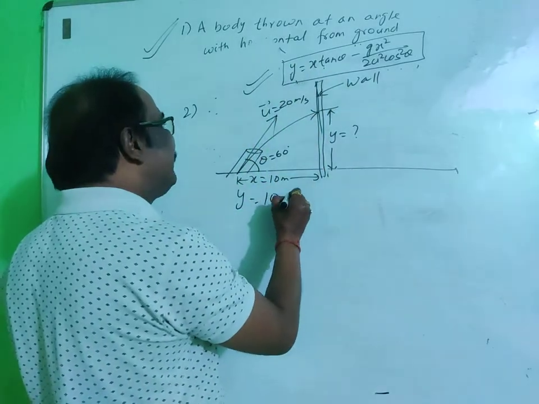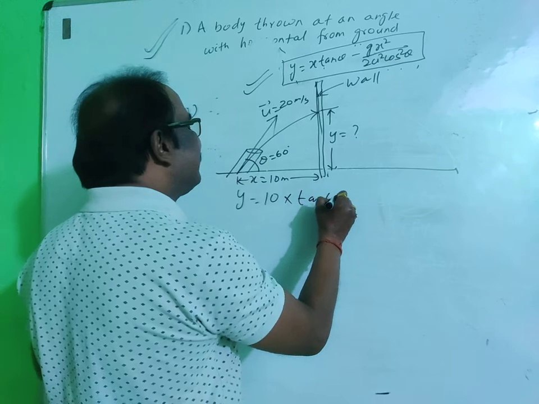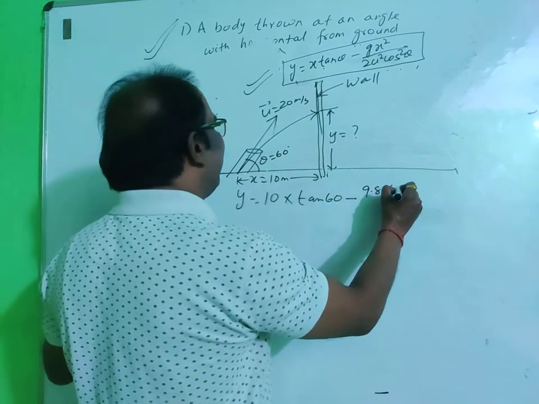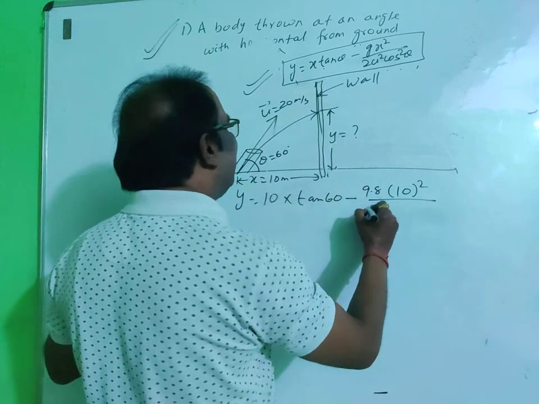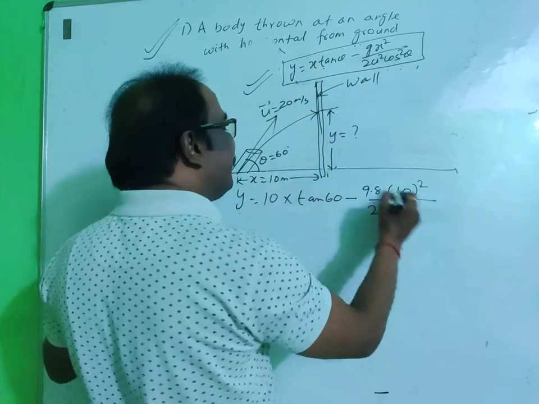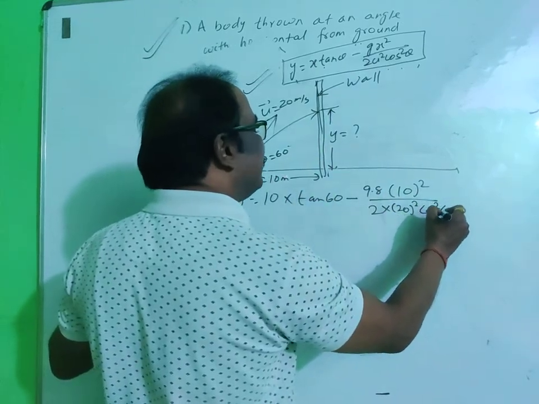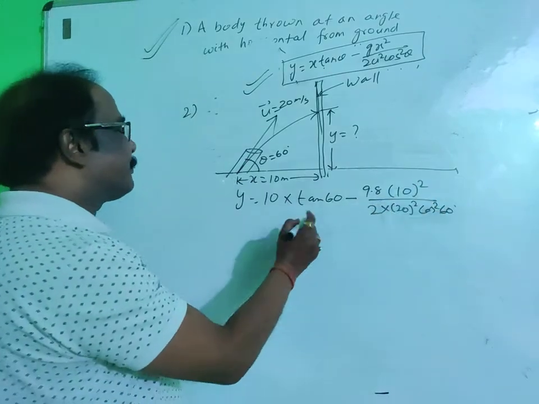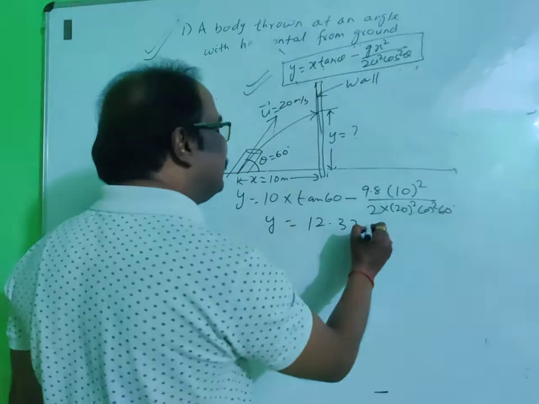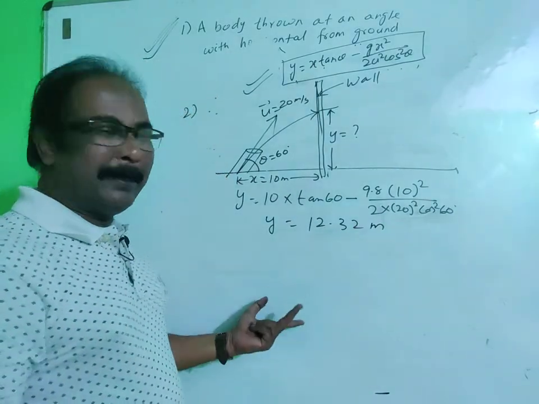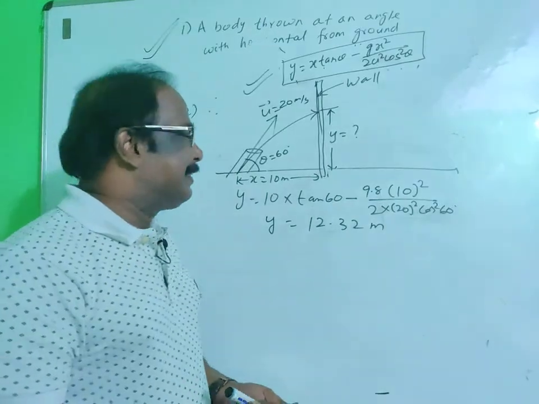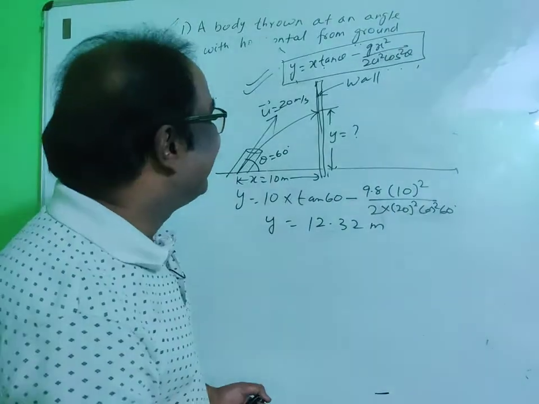y is equal to x tan theta minus g x square divided by 2 u square cos square theta. x is 10 meter, tan 60, minus g 9.8, x square 10 square, divided by 2 into 20 square into cos square 60 degree. Put all these values and you will get your answer. y will become 12.32 meter. Just solve it. Calculation you can do easily. You just want to learn how to get the method.